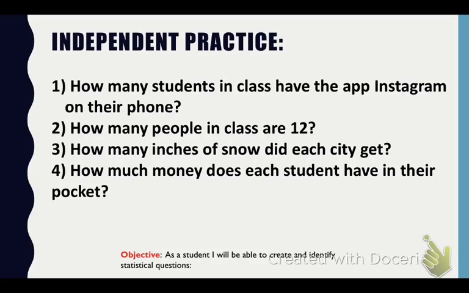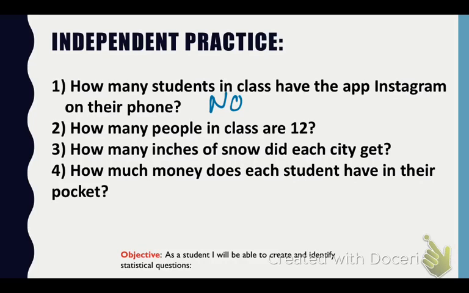Okay, and I'm back. How many students in class have the app Instagram? So how many students in class? So I would have a poll. I'd have everybody raise their hand and say, how many of you have Instagram? And I'd get one answer because that's how many students in the class. There's only one answer. That means this is not a statistical question.